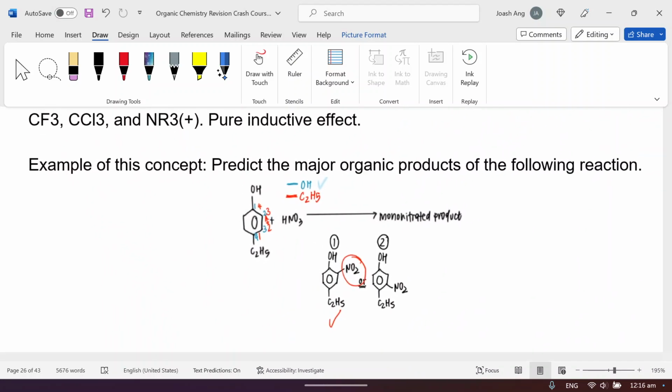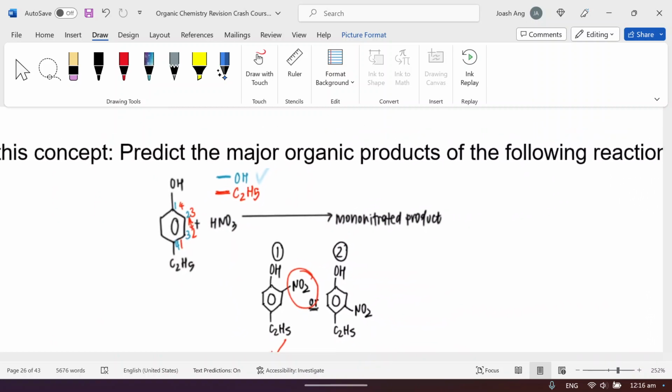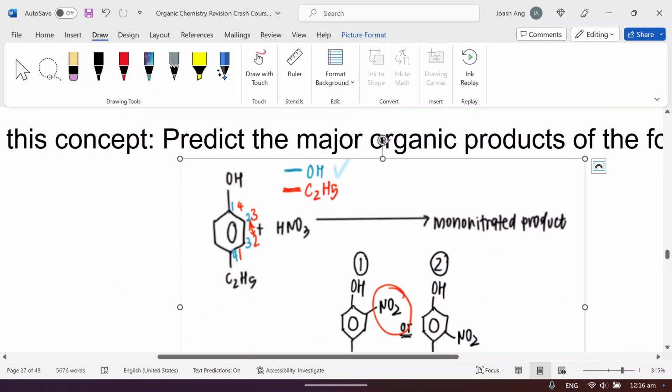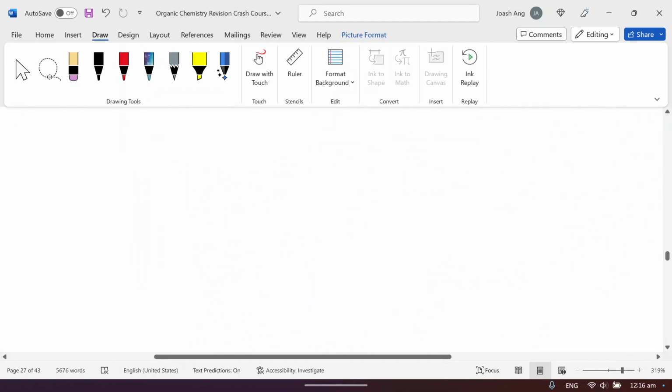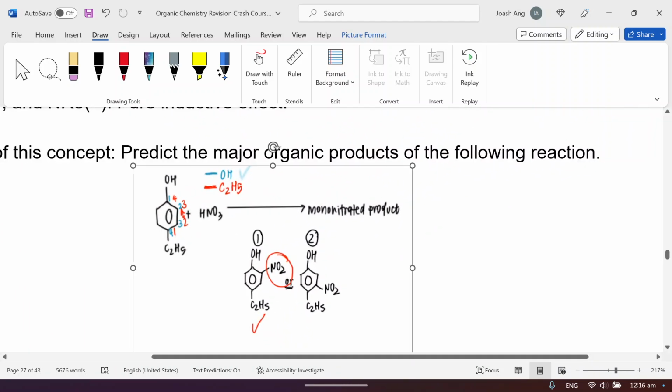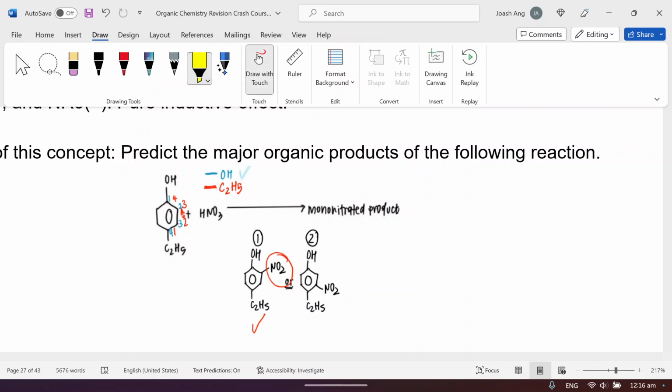For this case, I will show you right here. Predict the major organic product for the following reaction. So for this case, there's two activating groups right here, OH and C2H5. So in this case, we have to identify which one is a stronger activating group. So that table comes into very good use.